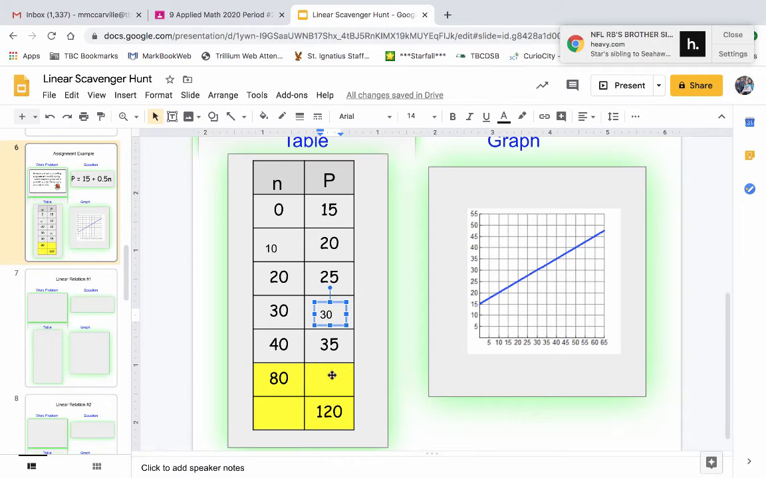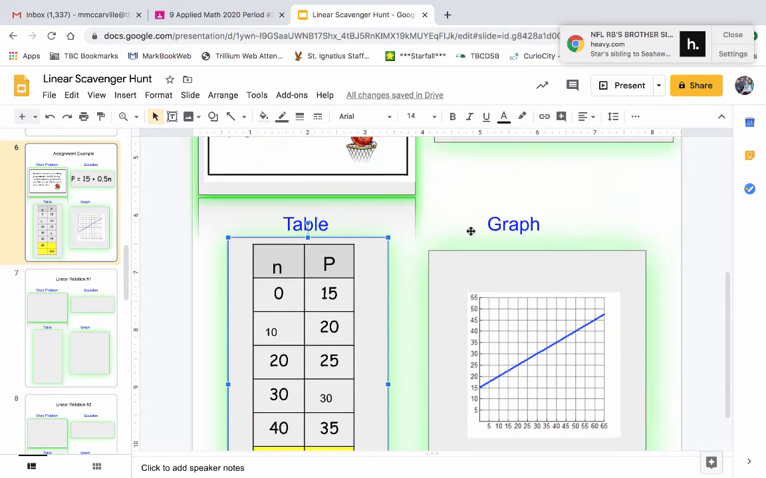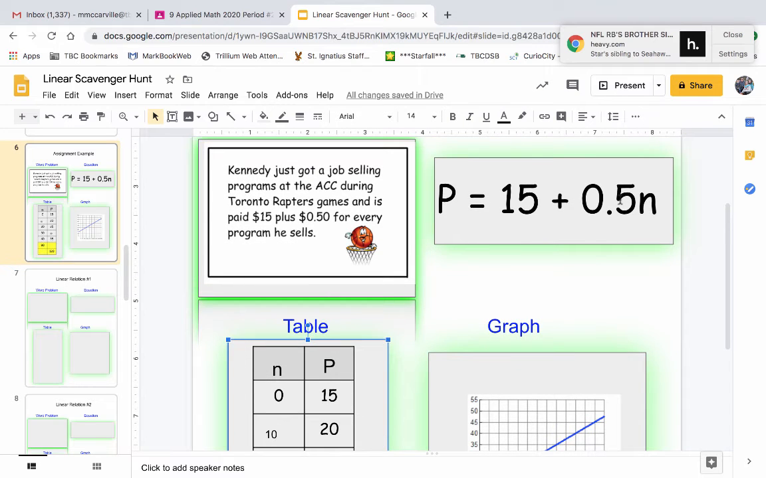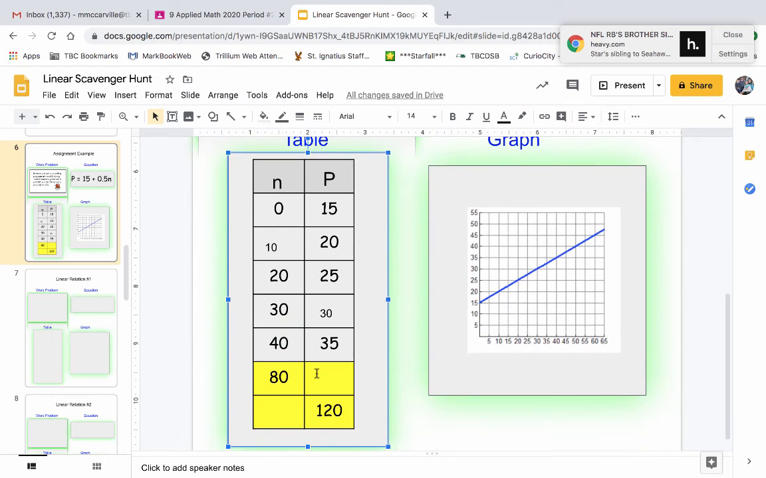Now, the trickiest of the two are the two in yellow. The reason they're tricky is because you can't use the pattern, because they jump by so much. If you want, on a separate piece of paper, you could fill out all the missing values between 40 and 80 and climb your way up to this one, and keep going by 5s up to 120 to figure out what the n would be. But another way to do it is use the equation. If I put 80 in here for my n, 80 times 0.5 is 40. 40 plus 15 gives me 55.